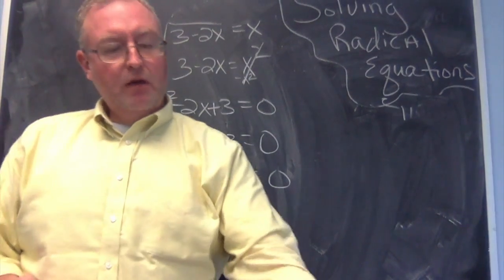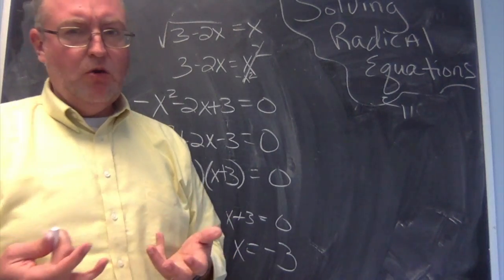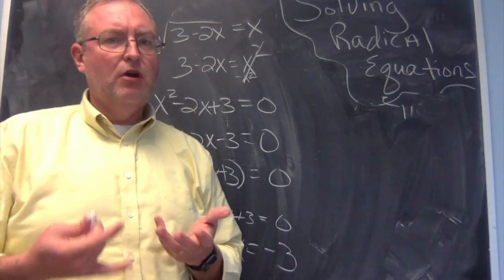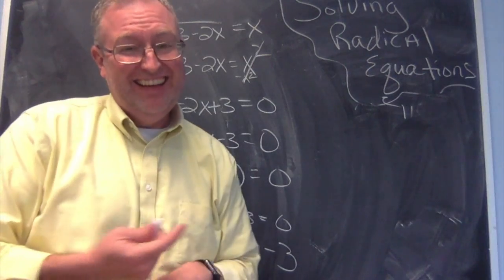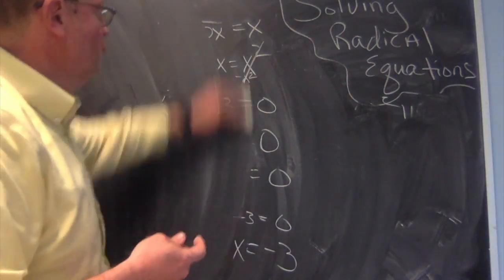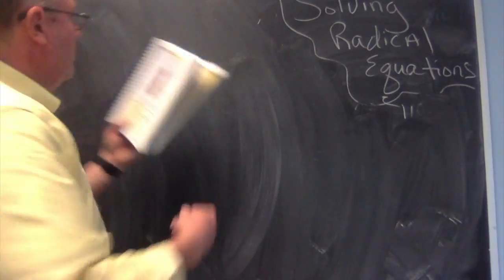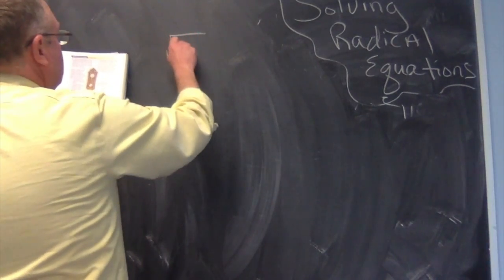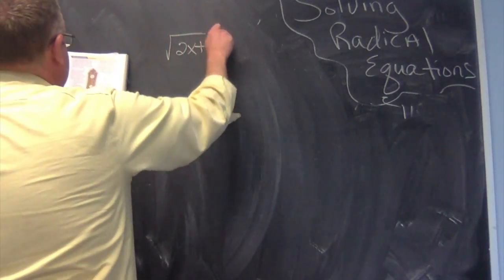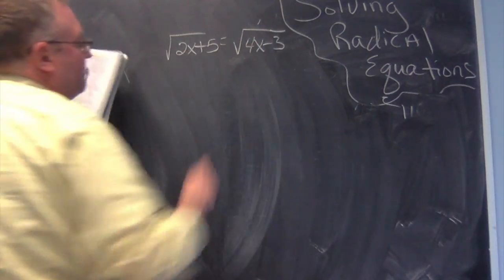So, one more illustration to give you on page 301. There's some fascinating reading on how an antique clock works, because I'm sure all of you are going to read it. But at the bottom, this is one more illustration. We have the square root of 2x plus 5 equals the square root of 4x minus 3.